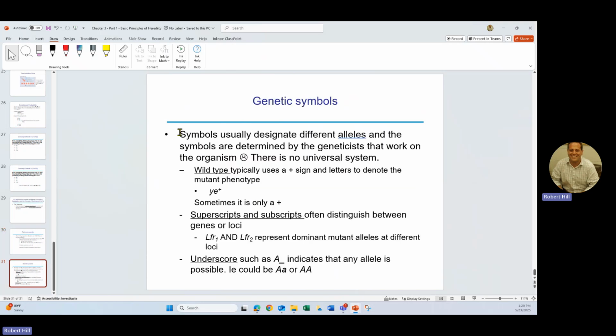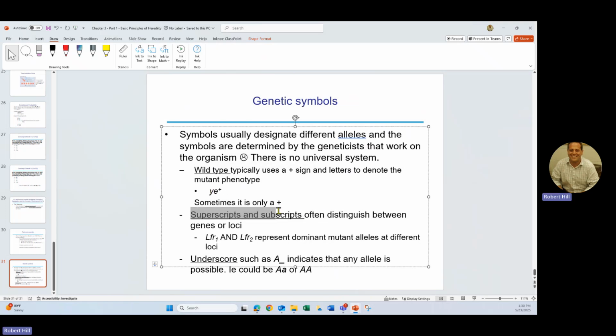Okay, so before we do the second part, genetic symbols, right? So you're going to see this stuff. When we get into the next chapter, we're going to start using the term wild type a lot more often because we're going to be doing Drosophila. Wild type denotes the normal phenotype, right? So wild type typically uses a plus sign, and if you're denoting a mutant phenotype, it will use letters though. So a plus sign alone indicates the wild type.